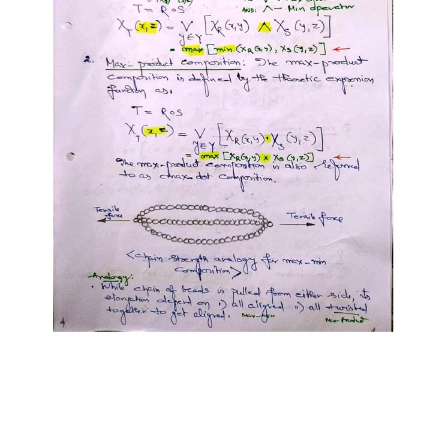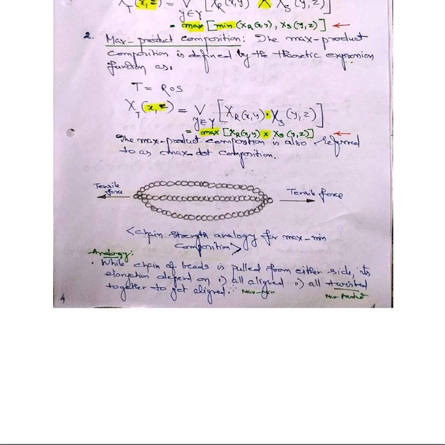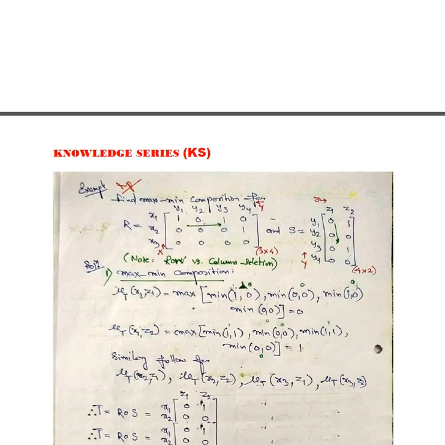How the chain of beads is being pulled from either side, so that the overall chain strength is being represented as a maximum minimum operation or a maximum product operation.